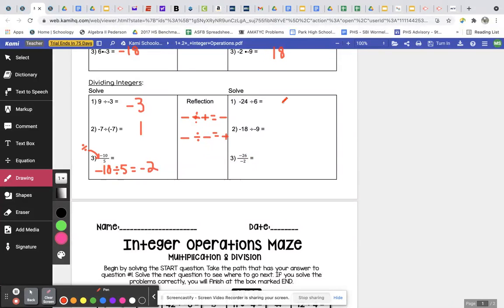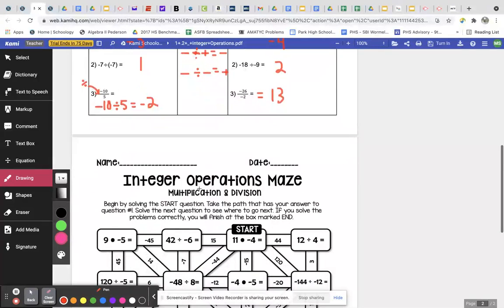So number 1, negative 24 divided by 6, is a negative 4. Negative 18 divided by negative 9 is a positive 2. And negative 26 divided by negative 2 is a positive 13. Just write that out. If you got those, then good. You understood that.